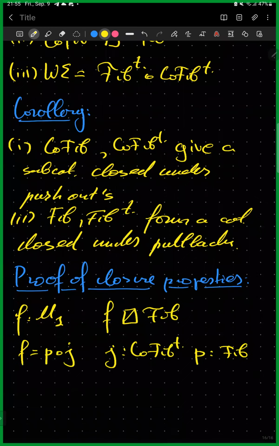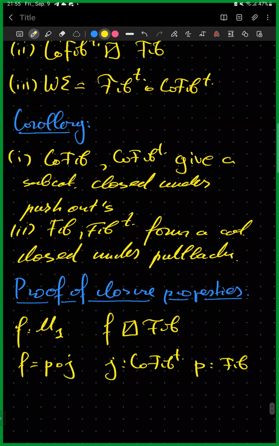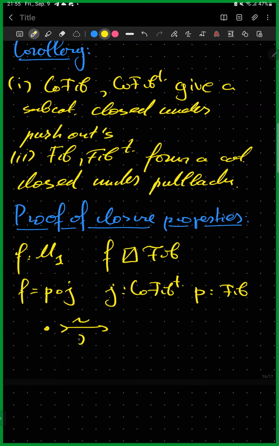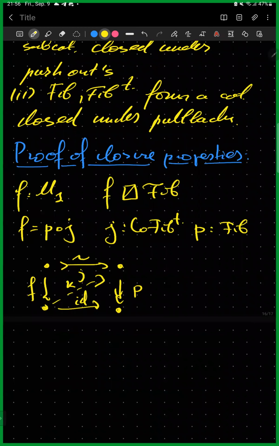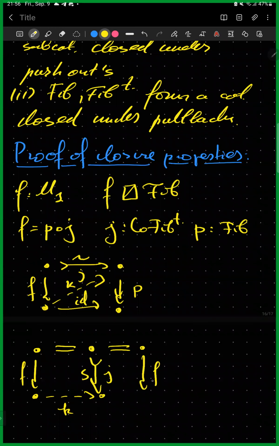And what we have, so we have the following diagram. And obviously we have a lift here by assumption. But now we observe that existence of this lift implies that F is in fact a retract of J. So let me draw this in more detail. So we have F here, we have this dotted arrow K here, we have trivial cofibration J here, and we have F once again here.